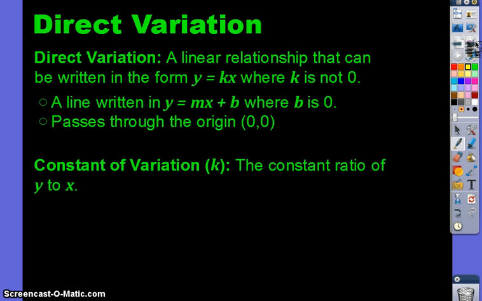Lines, of course, have a constant rate of change. Whenever you've written lines in slope-intercept form in the past, any line that you've ever written where b was 0, or in other words, it's just y equals mx, that is a direct variation situation, also known as proportional. Also, direct variation means that your line is going to pass through the origin. And the constant of variation, which is the variable k, is the constant ratio of y to x.